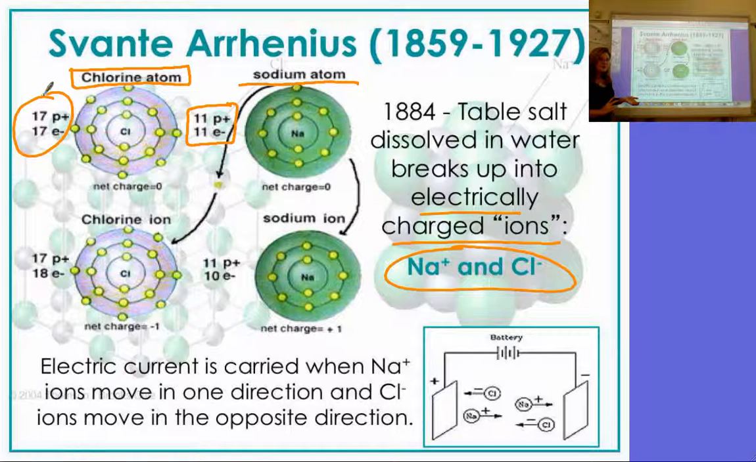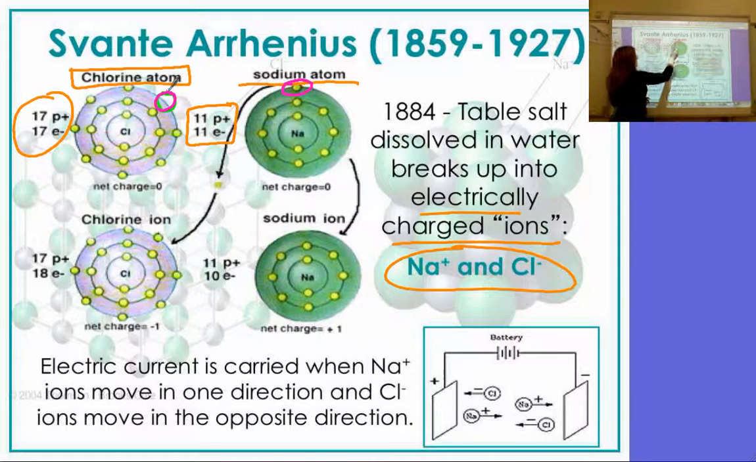Again, the chlorine atom is stable, or it has a net charge of 0. It looks like it should be stable, but what's missing? There's this one little spot right here, and we know chlorine, since it's a halogen, wants to gain 1 electron. Sodium has 1 valence electron because it's from which family? The alkali. The alkali metals and the halogens like to react.